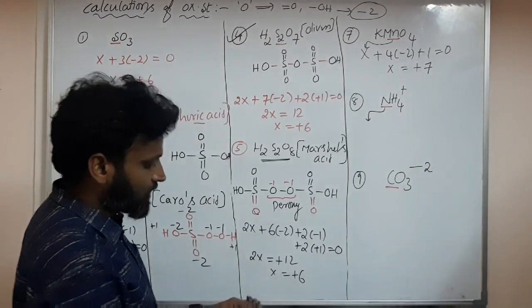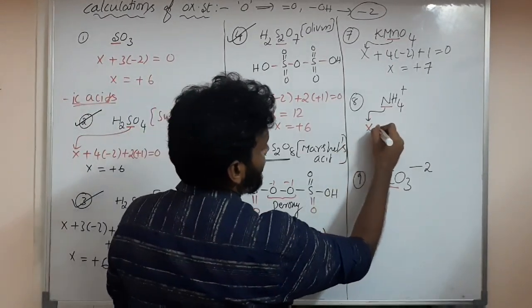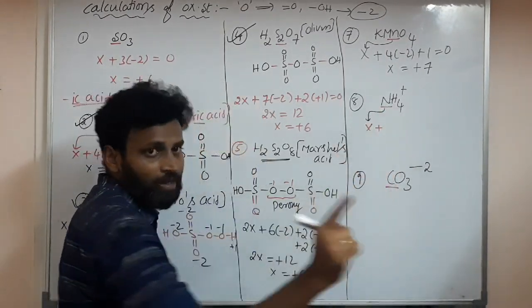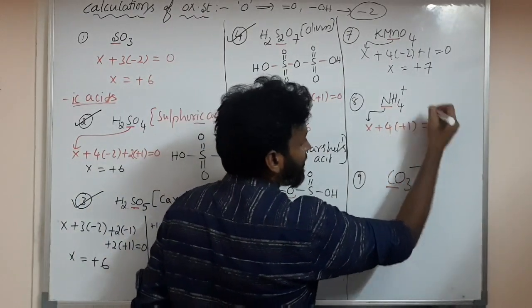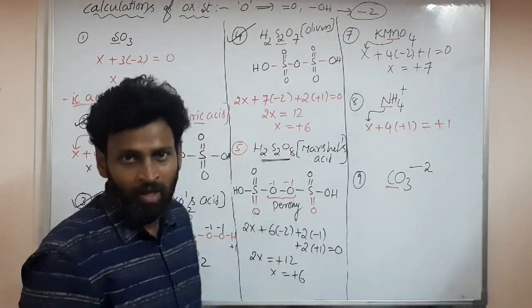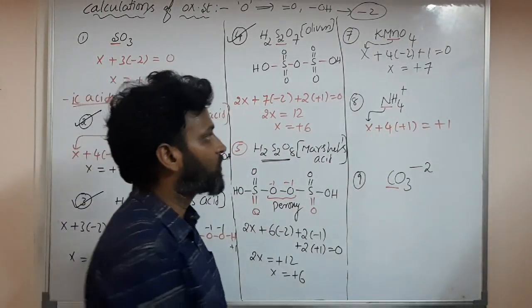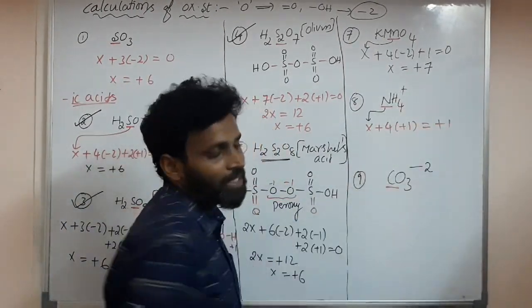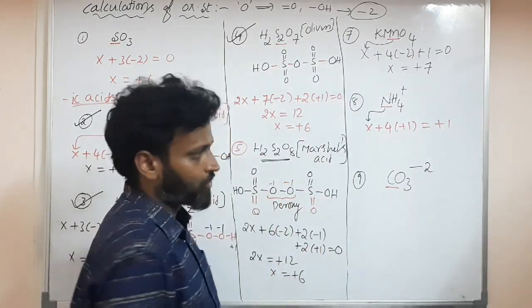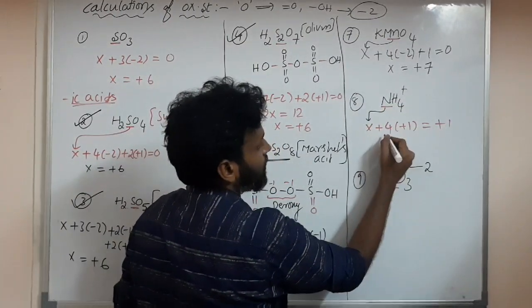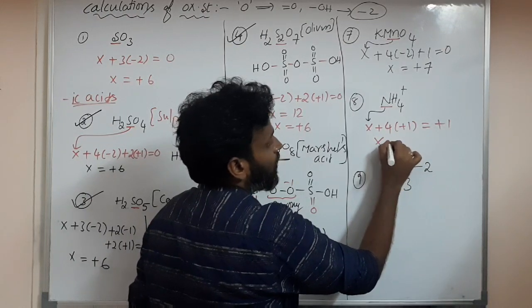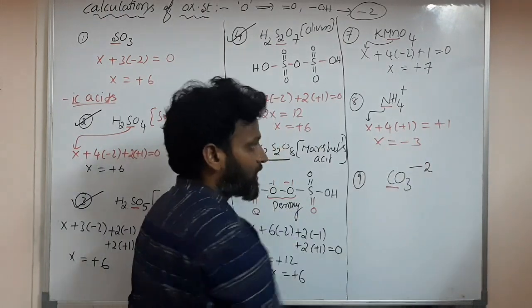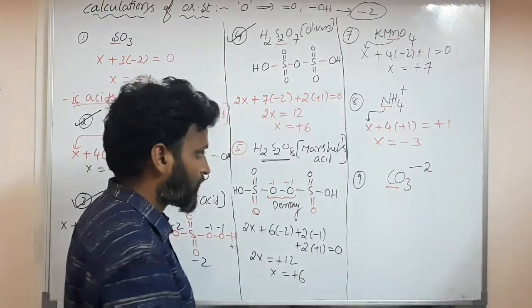Okay, now what is the oxidation state of nitrogen? X, with hydrogen being a non-metal, is +1 I said. X plus 4 into +1 is equal to +1, you have to take. Why do you equate to +1, sir? Because on the top you have a +1 charge. That charge you have to mention there. So X plus 4 is equal to +1, which means X is equal to -3, the oxidation state.